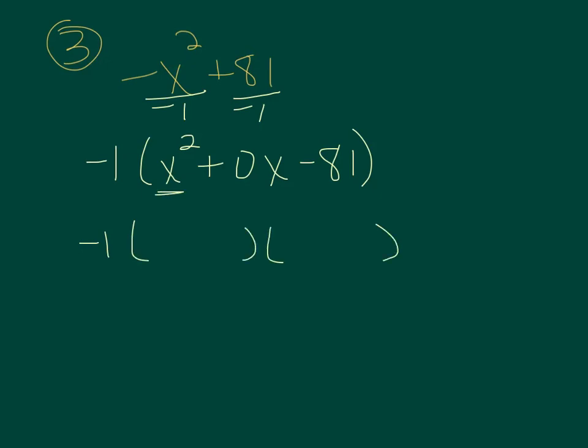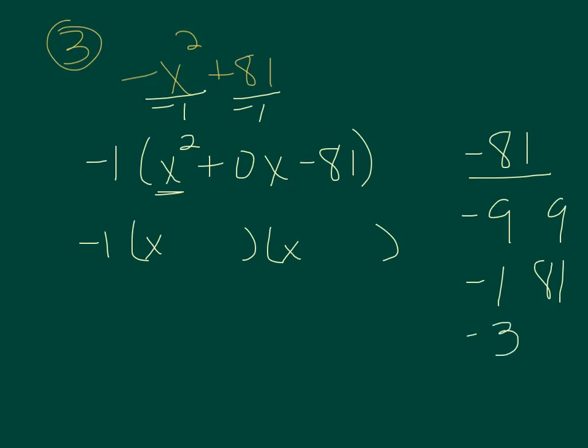How can I get x squared? I'm going to factor x times x. And then factors of negative 81: negative 9 and 9, negative 1 and 81. Let's see, negative 3 and 27. Okay, let's try those. I'm going to try negative 3 and 27 first. So negative 3 plus 27.